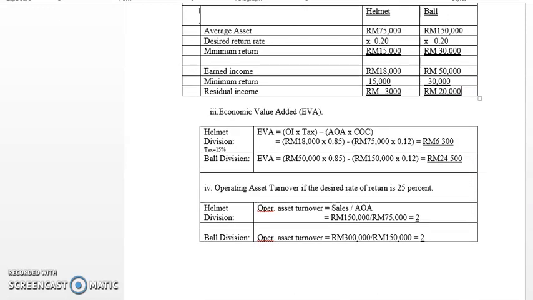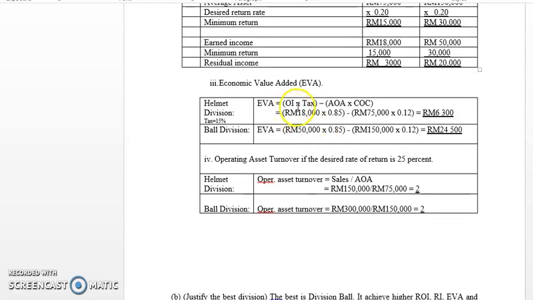Economic value added is operating income times (1 minus tax) minus average operating asset times cost of capital. So 18K times 0.85, that is 15% of tax, so 100 minus 15 becomes 85% or 0.85, minus average operating asset 75K times cost of capital, and we got for the helmet division 6,300.